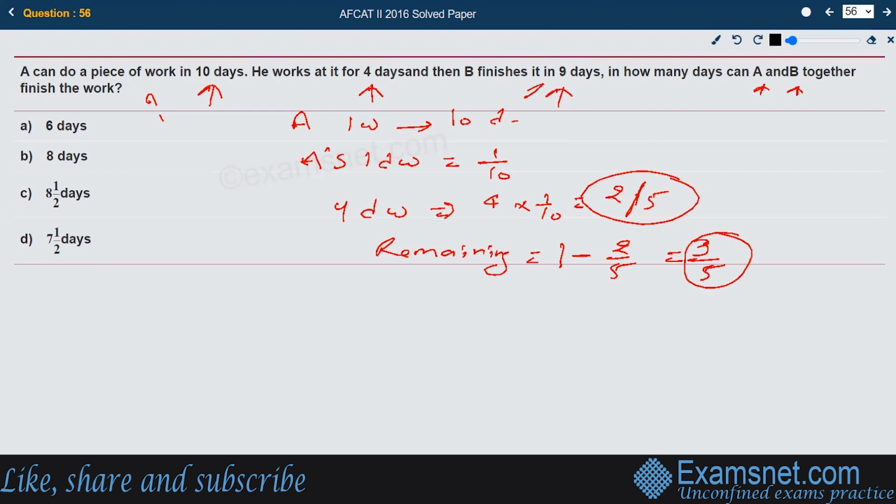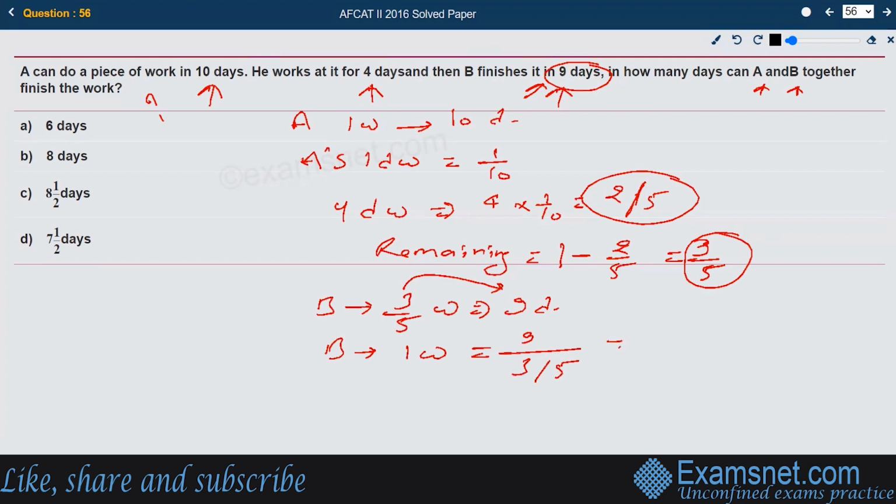Then he says B finishes the remaining work in 9 days. So how is it done? B is finishing 3/5 of the work in 9 days. This is the first thing that has been said. So if B is given one work, how much time will he take? We'll simply divide. This is the simple unitary method. If 3/5 work is done in 9 days, then one work would be done in 9/(3/5). That is going to be 9 into 5/3, that is nothing but 15 days. So B will be able to finish it in 15 days.